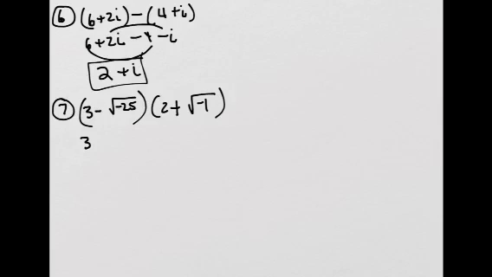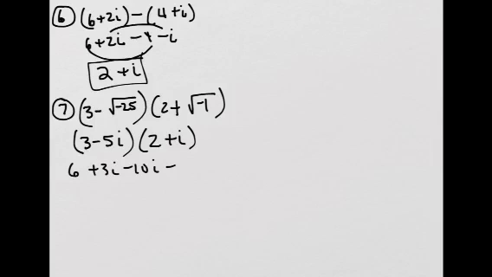For number 7, the first thing I'm going to do is simplify the square root of negative numbers and put it as 5i. That's the square root of negative 25. And then the other one would be plus i, square root of negative 1. And so now I just use the distributive property. So 6 plus 3i minus 10i minus 5i squared. Again, remember this is actually plus 5. So 6 plus 5 is 11. And then these two right here, minus 7i.